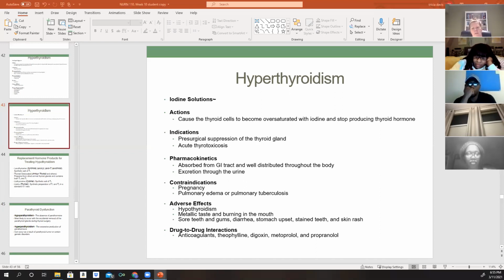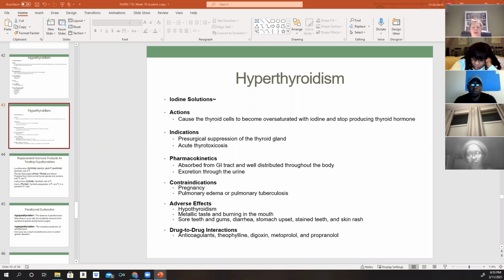So sometimes we see this in patients who have any kind of pre-surgical suppression of that thyroid gland and acute thyrotoxicosis. So these medications are absorbed from the GI tract, and they're very well distributed throughout the body. They are excreted in the urine, so we're going to want to monitor their kidney function. We're going to use cautiously in patients who are pregnant, and then patients who have pulmonary edema or pulmonary tuberculosis. It can exacerbate their symptoms.